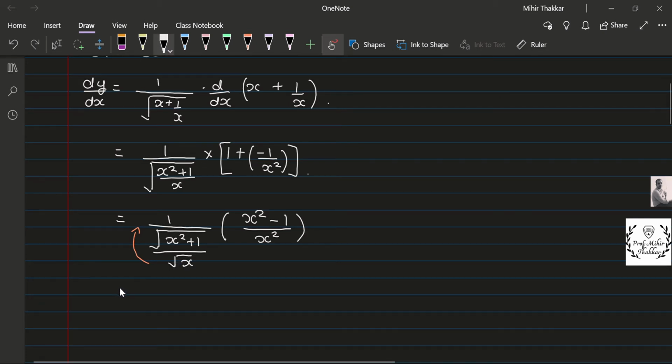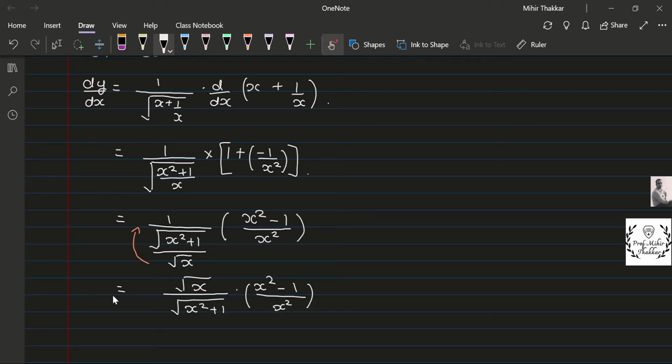So I get this is equal to root of x upon root of x square plus 1, multiplied by x square minus 1 divided by x square. So that is the very simple sum. Your sum number 1, the derivative is ready.